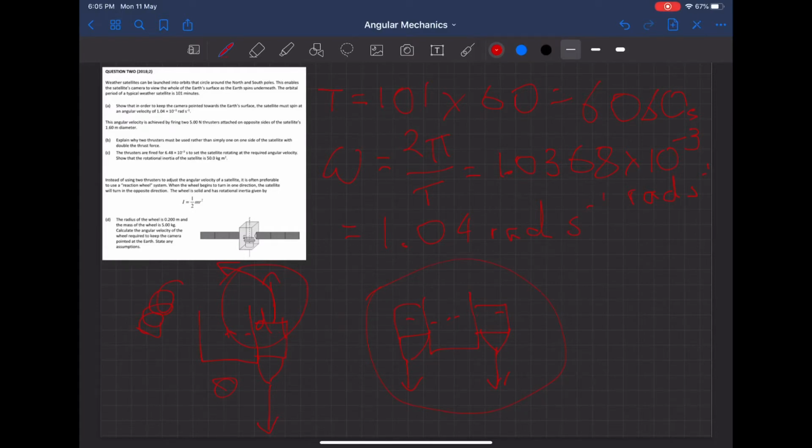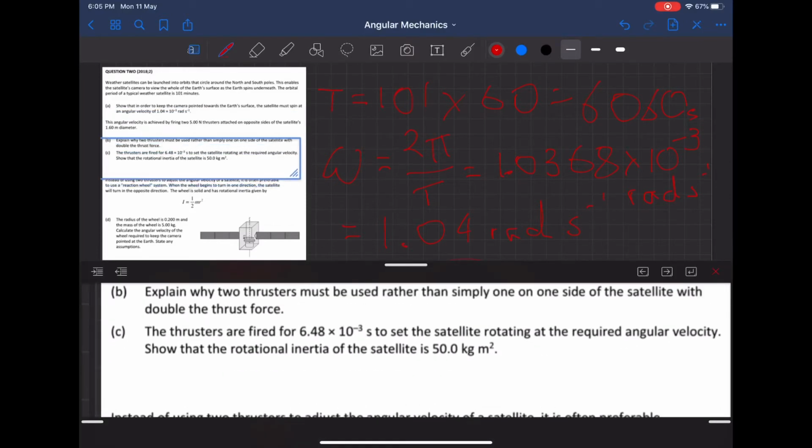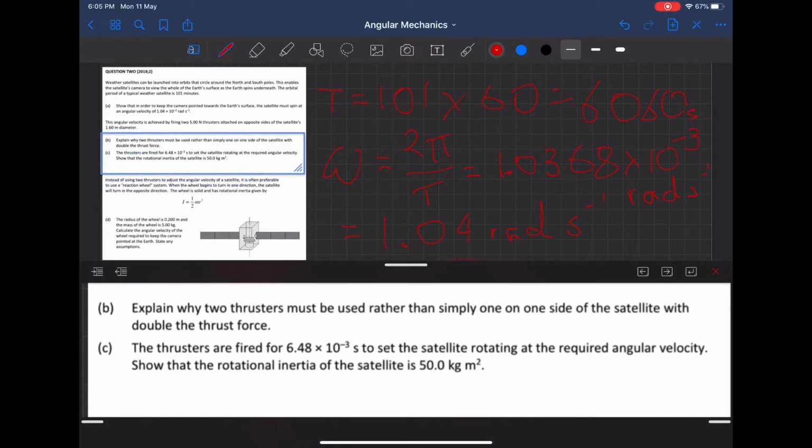So that's B. We are going to move on to C. The thrusters are fired for 6.48 times 10 to the 3 seconds to set the satellite rotating at the required angular velocity. Show that the rotational inertia of the satellite is 50 kilograms meters squared. Okay, so we're going to do that now.